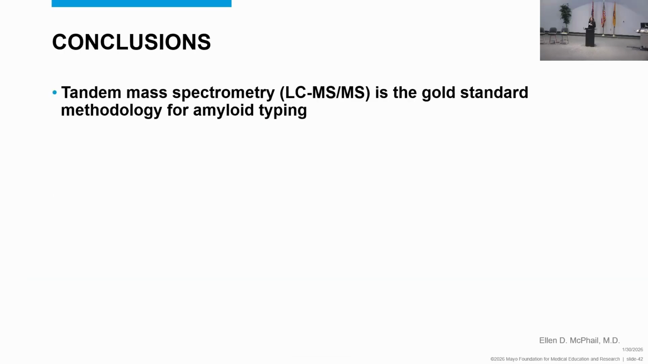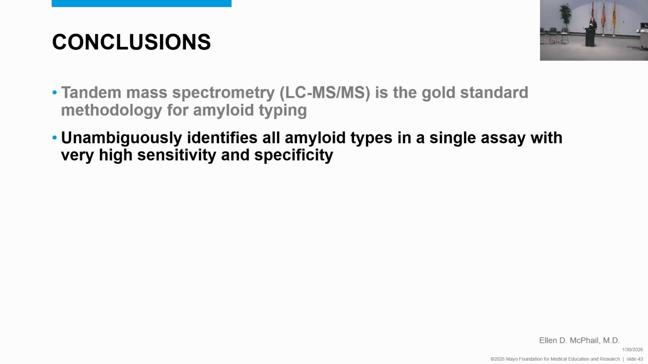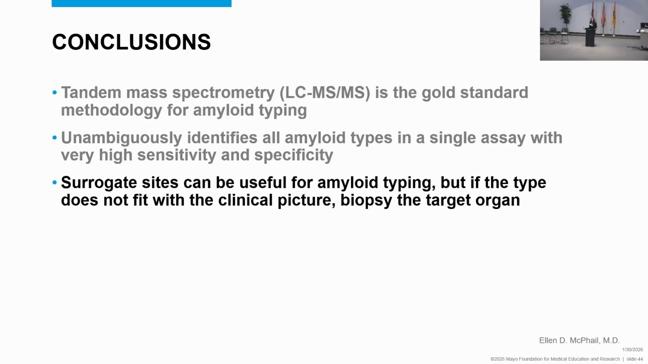So in conclusion, tandem mass spec is now the gold standard methodology for amyloid typing. It unambiguously identifies all amyloid types in a single assay with very, very high sensitivity and specificity. I think surrogate sites do have a purpose, either going after a surrogate site for the amyloid question or going back to a pre-existing specimen, as it may be a way to spare the patient a heart biopsy. However, surrogate sites are not perfect. So if what you observe on the surrogate site doesn't fit clinically, then you have to go to the target organ.